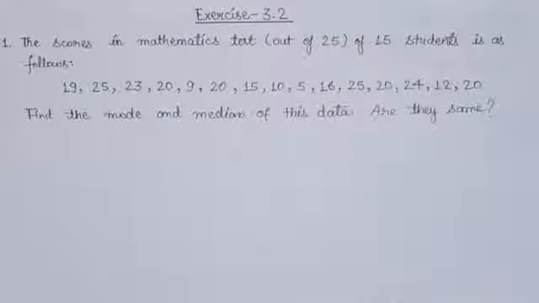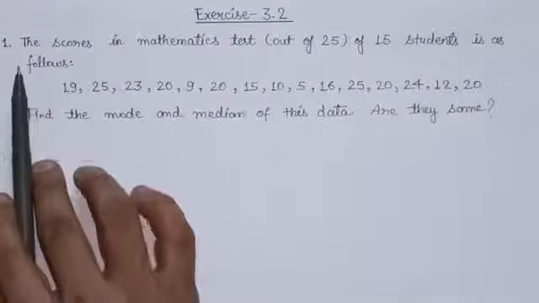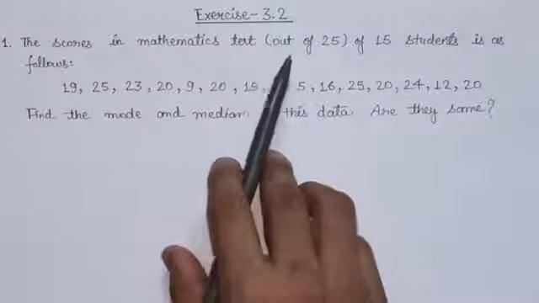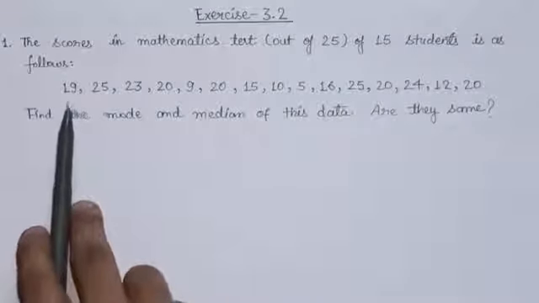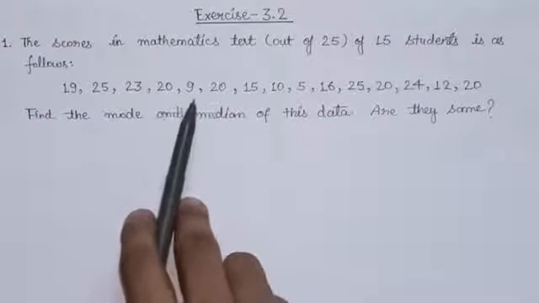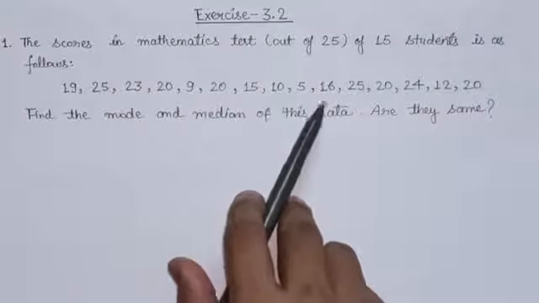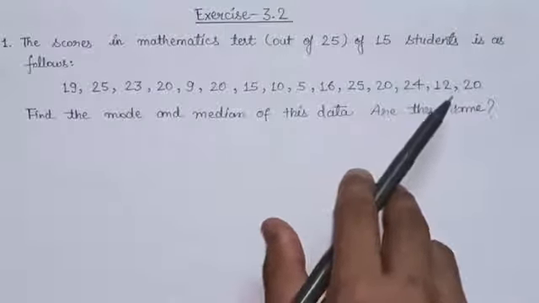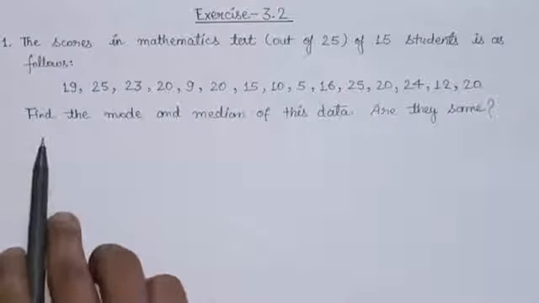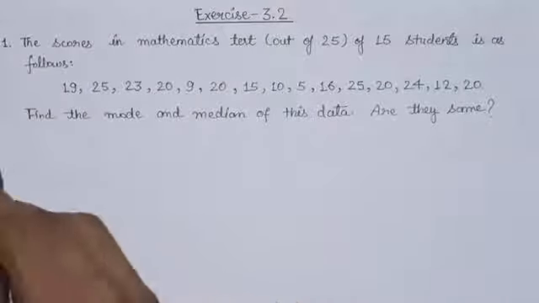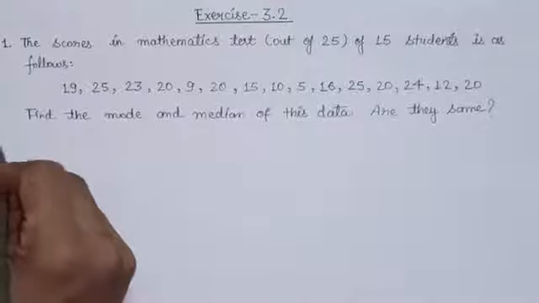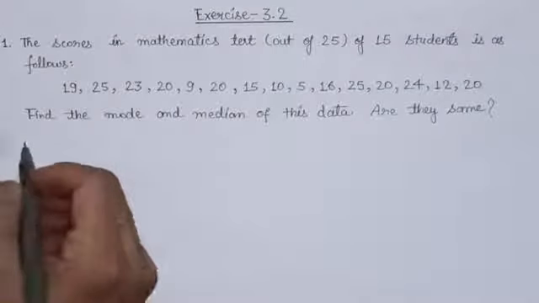Friends, now we will solve exercise 3.2, which is based on the mode and median of given data. So let us see our first question. The scores in a mathematics test out of 25 of 15 students are as follows: 19, 25, 23, 20, 9, 20, 15, 10, 5, 16, 25, 20, 24, 12 and 20. Then find the mode and median of this data. Are they the same? So let us solve and find the median and mode of this given data.